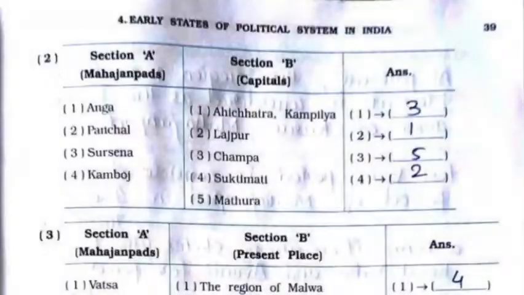Now the second part of match the following. First one, Ang, it's option number 3, Champa. Second, Panchal, it's option number 1, Ahichhatra or Kampilia. Third, Sursena, it's option number 5, Mathura. Fourth, Kamboj, it's option number 2, Lajpur.